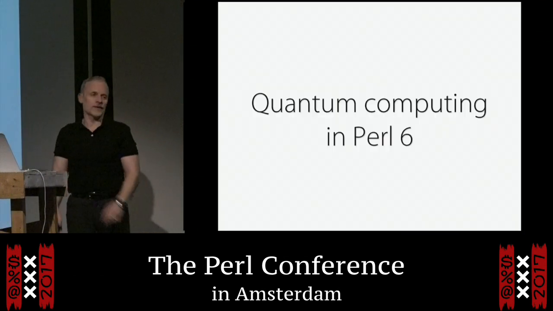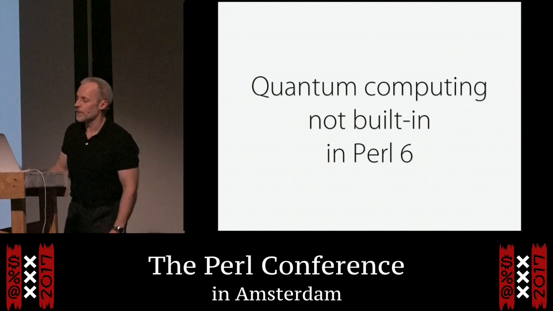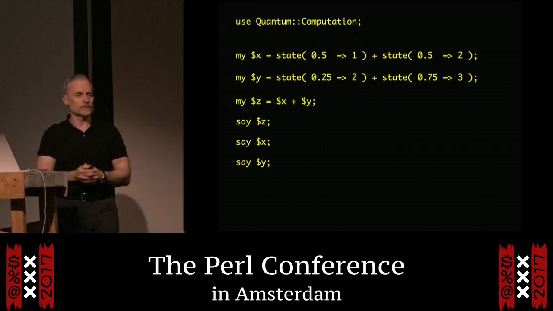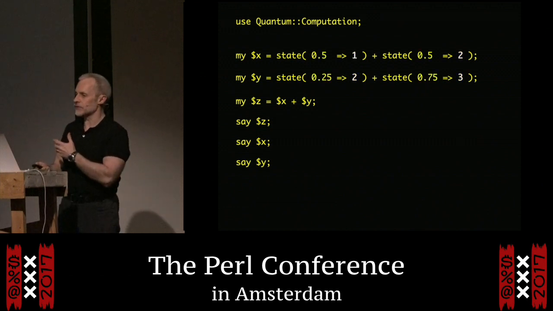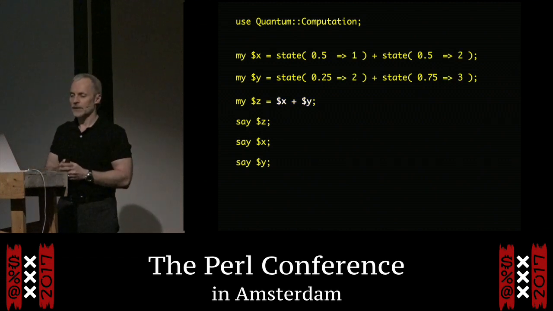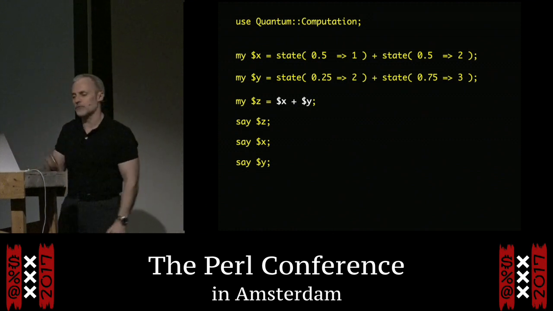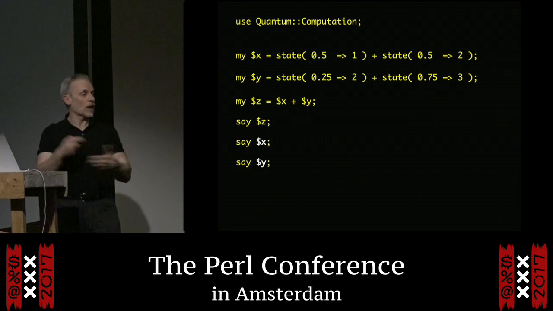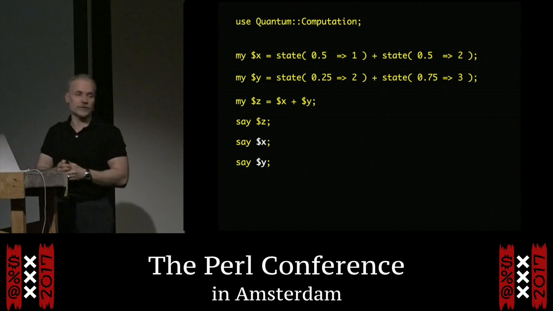So I thought I'd better add quantum computing to Perl 6, as you do. It's not built in yet, so I wrote a module. Here's the module. You create states which have probabilities and values which exist with those probabilities, and which you can then add together. And then you take two of those states and add them together, so they're in superposition. Now your Z value will be in superposition, and then you observe Z. And X and Y will collapse or not, depending on what happened. But what's guaranteed is they will always collapse to coherent states.